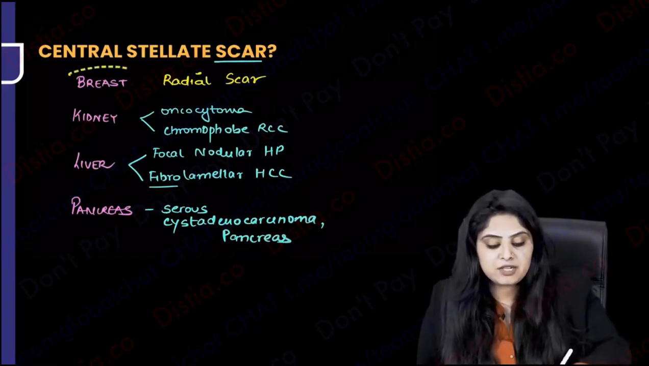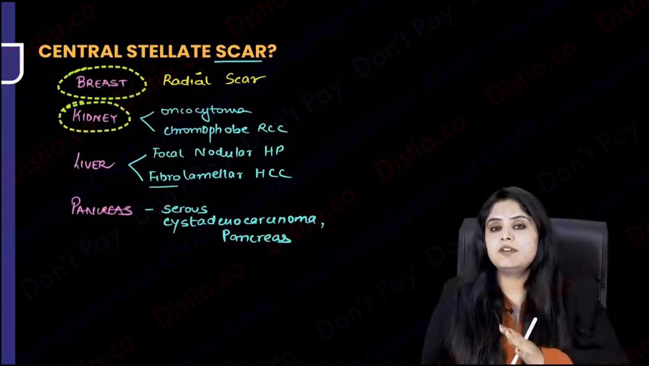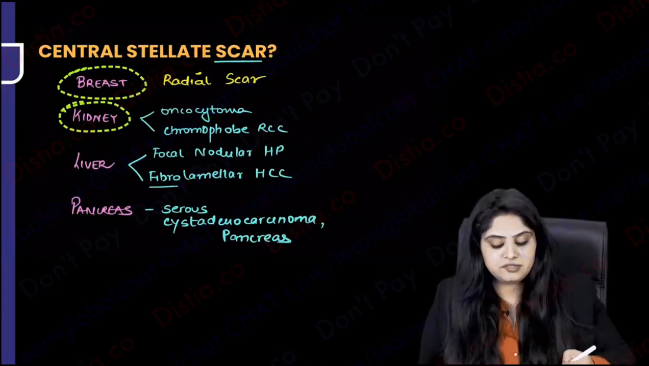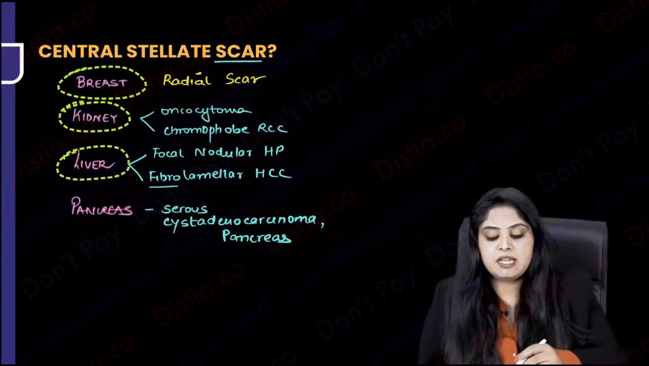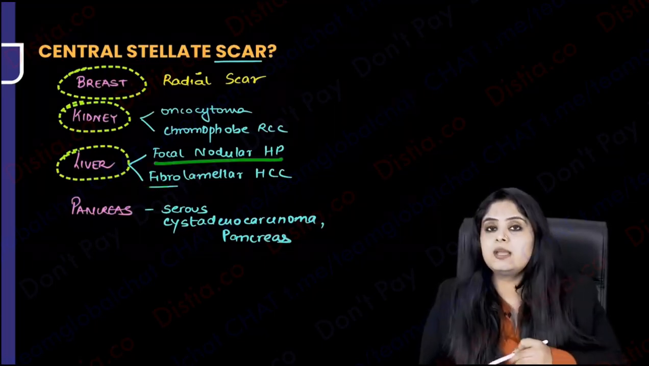So repeating, back to the breast. In the breast, it is radial scar. In the kidney, it is one benign, one malignant. So the benign is oncocytoma, malignant is chromophobe RCC. In the liver, it is again one benign, one malignant. So benign is going to be focal nodular hyperplasia.